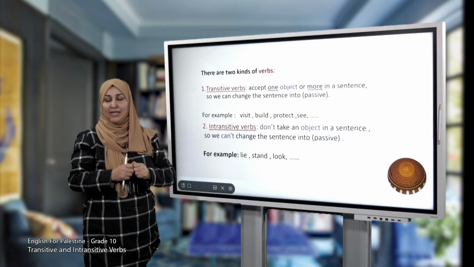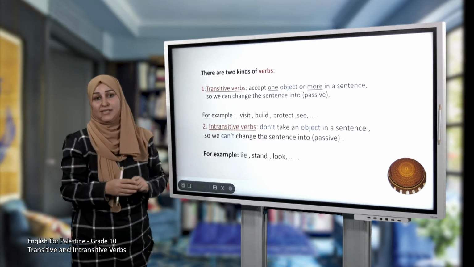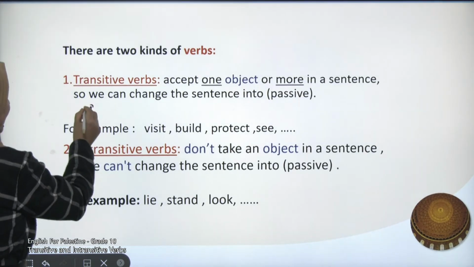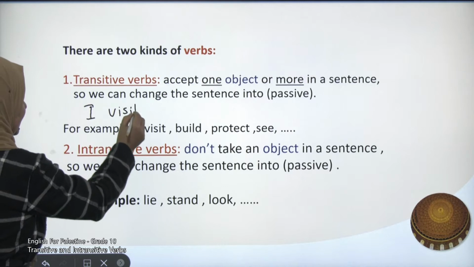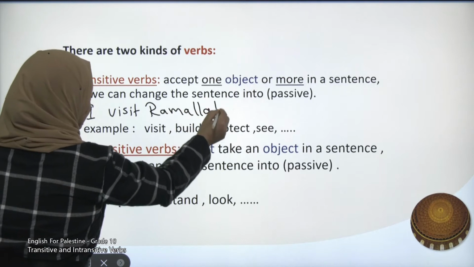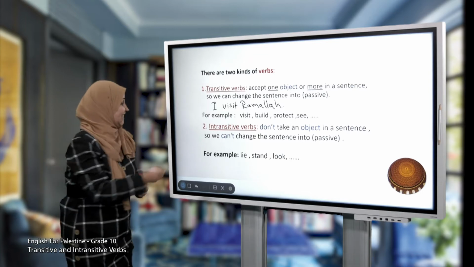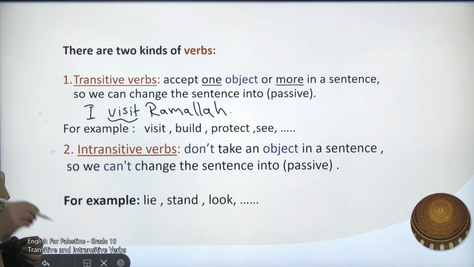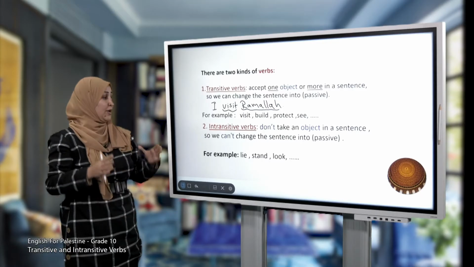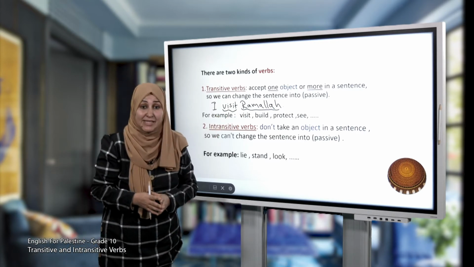Now together, let us put the verb visit in a meaningful sentence. Okay, I can see: I visit Ramallah. So, where is the verb in this sentence? The verb is visit, and it is followed by an object, which is Ramallah. So, please, can you put the other verbs in meaningful sentences?